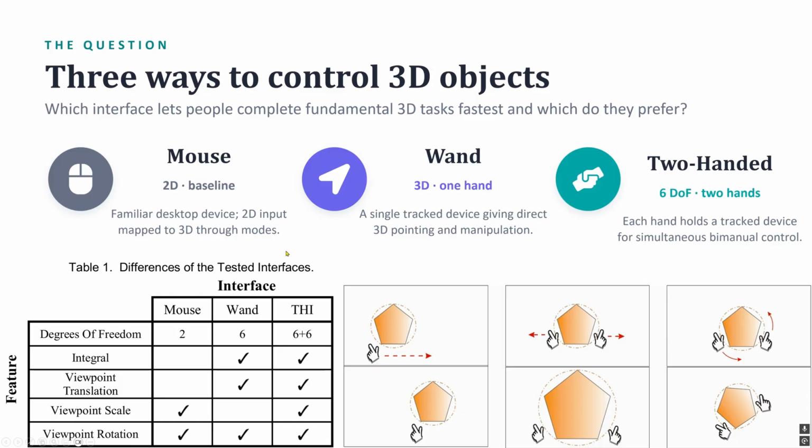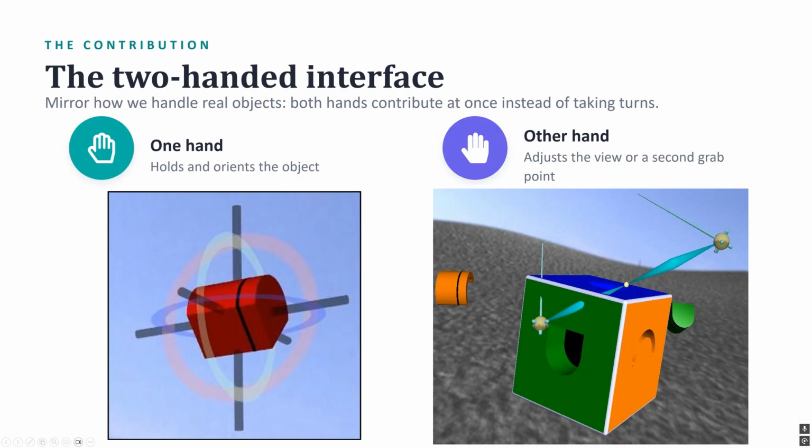task completions. So the two-handed interface is the paper's real contribution. The idea is to mirror how we handle real objects. One hand can hold and orient something, while the other hand adjusts the view or grabs a second point, both hands contributing simultaneously rather than taking turns.